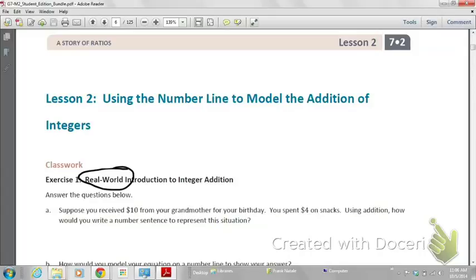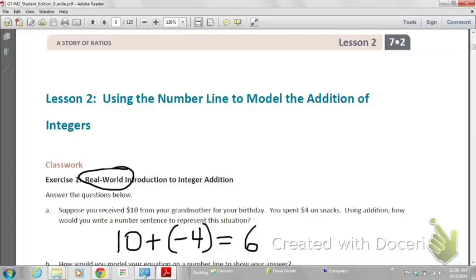So suppose you received $10 from your grandmother for your birthday. You spent $4 on snacks. Using addition, how would you write a number sentence to represent this situation? So go ahead and pause the presentation and do this on your own, and come on back and we'll look at it again.